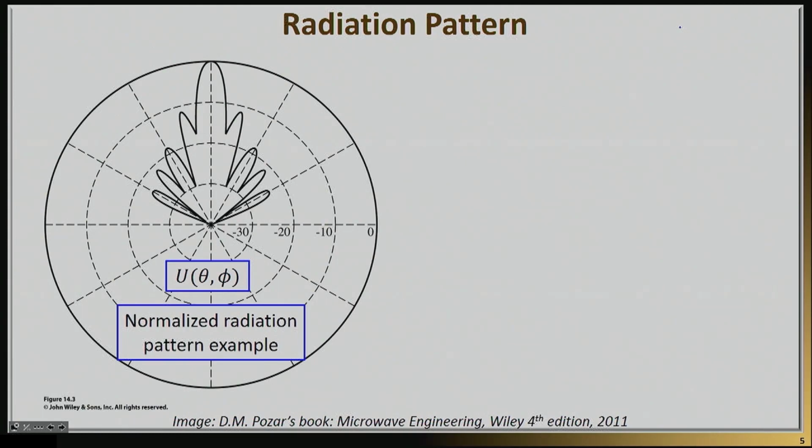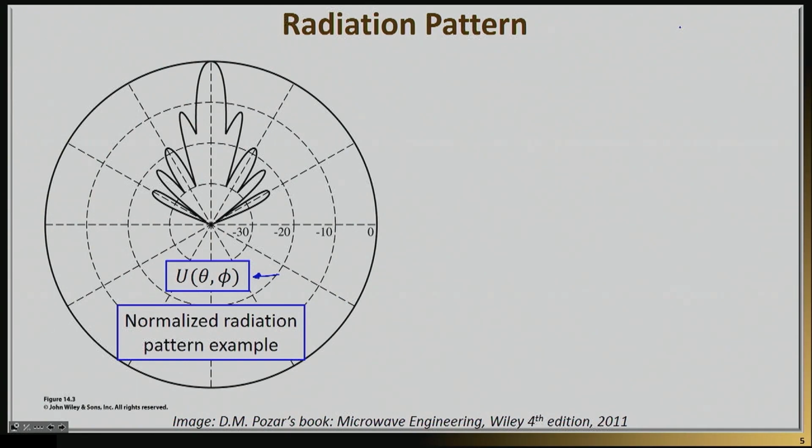So this is a normalized polar plot, and what's actually being plotted here is the radiation intensity, U. Radiation intensity U is normally a function of both theta and phi, but sometimes we will fix one angle and plot it as a two-dimensional plot. Sometimes we will do a 3D plot. It's really a matter of preference. Most plots are actually two-dimensional, and they're polar, like the one you see here.